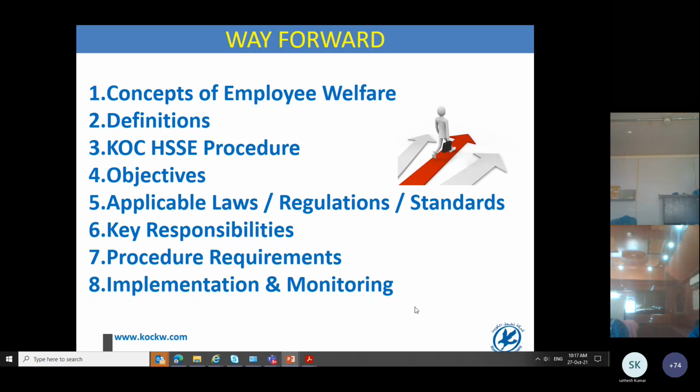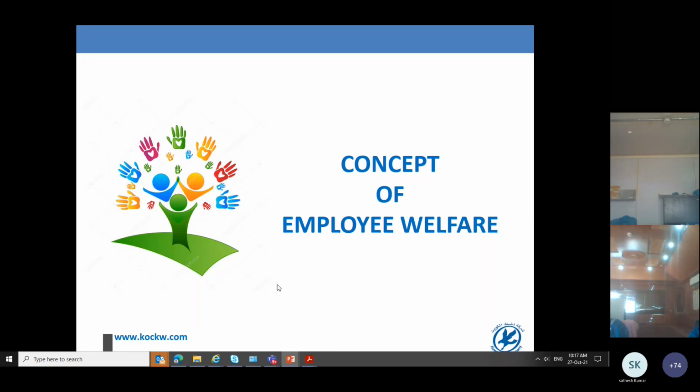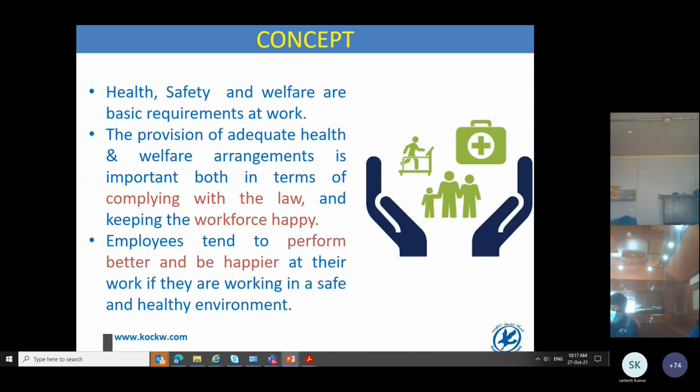So, the concept of welfare. I'll change to the next slide. Probably you are seeing the concept of welfare slide. The concept of welfare is basically, we already explained about the ILO, International Labour Organization. It's a basic requirement at work, and it provides adequate health and welfare arrangements, complying with the law, and most importantly, keeping the workforce happy. They should feel at home away from home. That's what the welfare procedure is. Employees tend to perform better and be happier at their work if they are working in a safe and healthy environment. That's one of the important things, the concept.